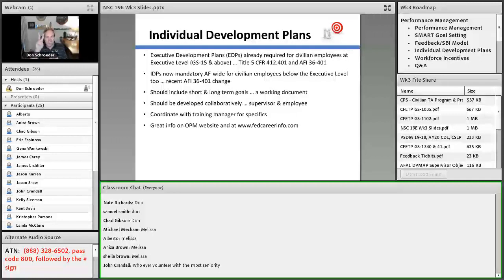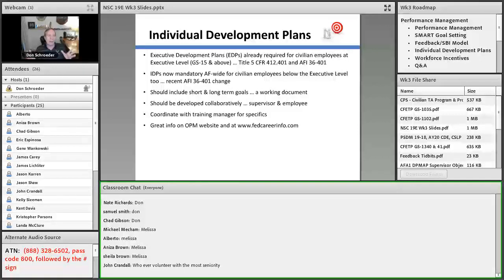Right below that, second bullet. This is a relatively new change. This changed last year, 2018, right? IDPs are now mandatory Air Force-wide for civilian employees that are below the executive level as well, right? Below the executive level. All Air Force civilian employees. That was a change to AFI 36-401. It happened last year, okay?